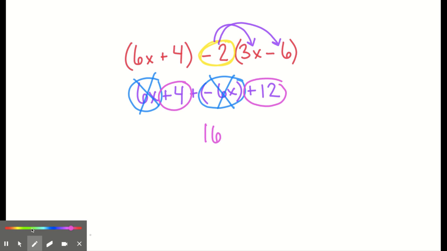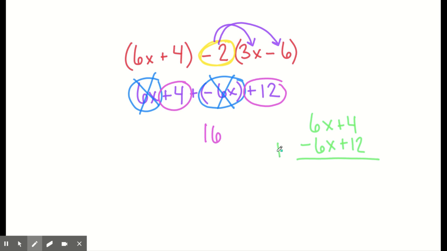Now, to see that vertically, for those of you who need it, you still have to distribute that negative 2, and then you would write 6x plus 4. Now we have a negative 6x plus 12. We are adding these two expressions. 4 plus 12 would give you 16, a positive 16. And like we said earlier, when you have a positive 6x and a negative 6x, they cancel out, so they become 0. So your answer is 16.